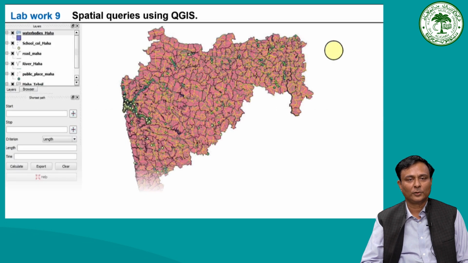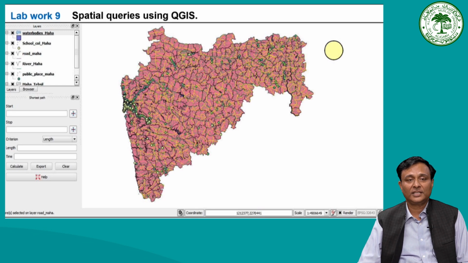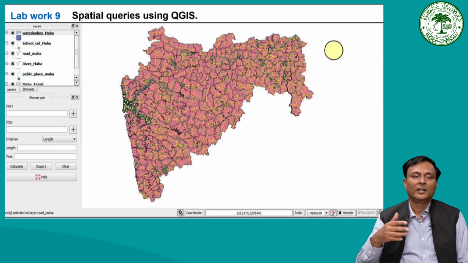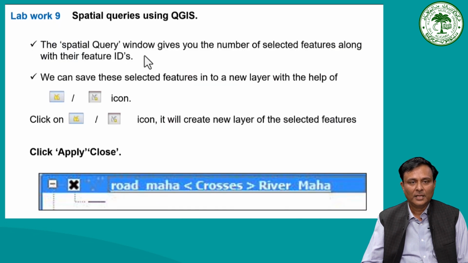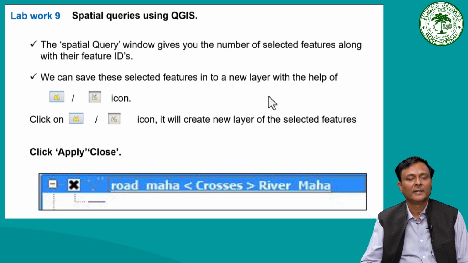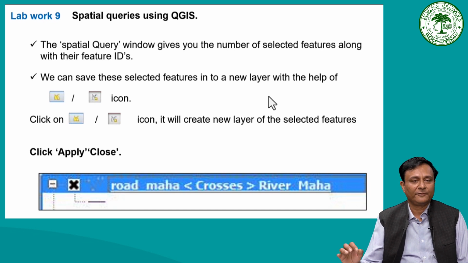So this would appear like this. So you see, within the state of Maharashtra, these yellow lines are crossing the road network. That is what we get from our spatial querying. You can see here how the map is transformed, and all the yellow lines are the roads which are crossing the rivers. So this way, the spatial query window gives us the number of selected features. As I have pointed out, some 1200 are the selected features.